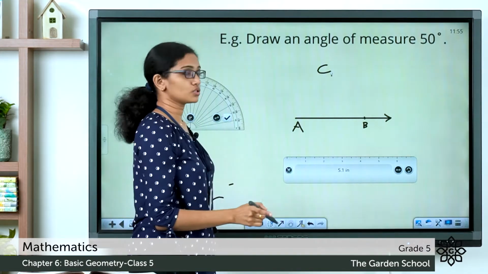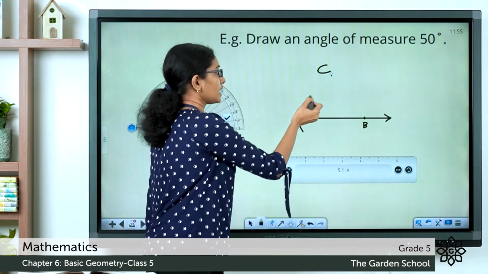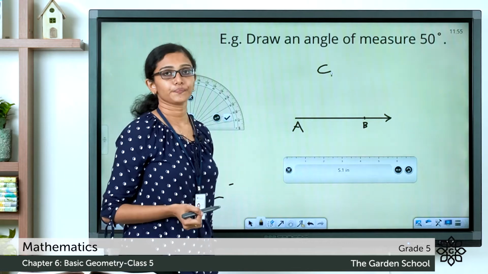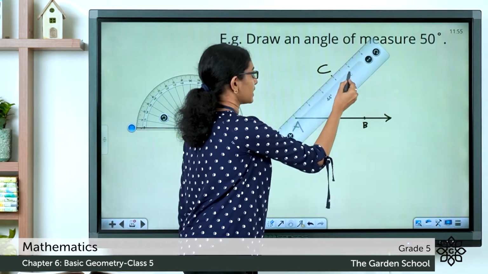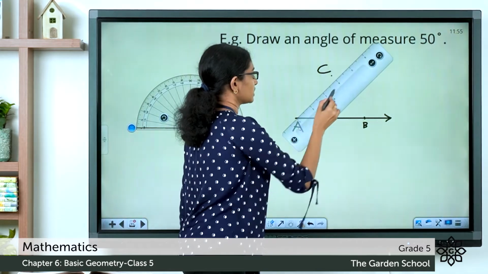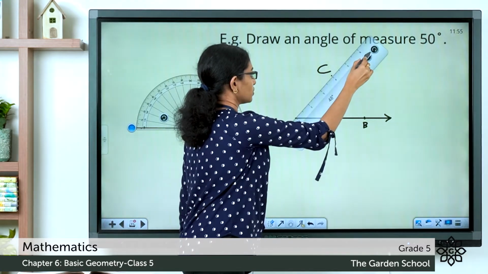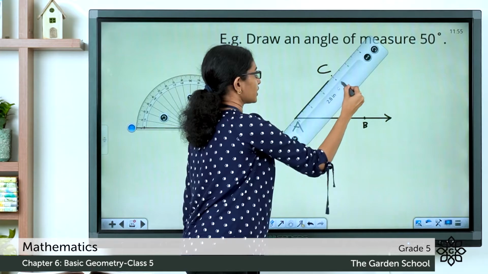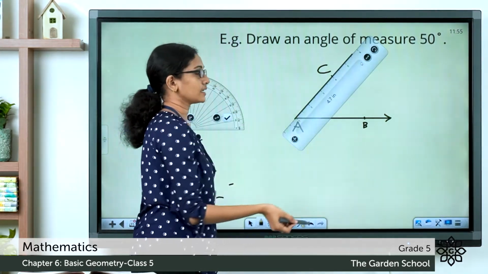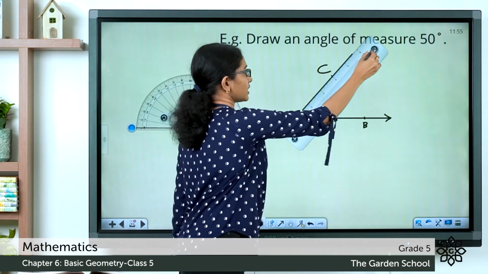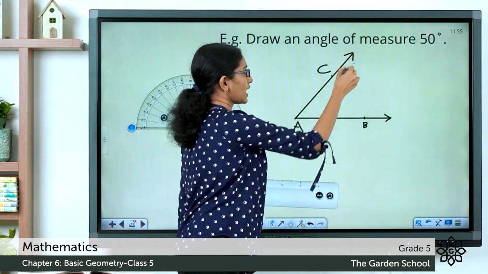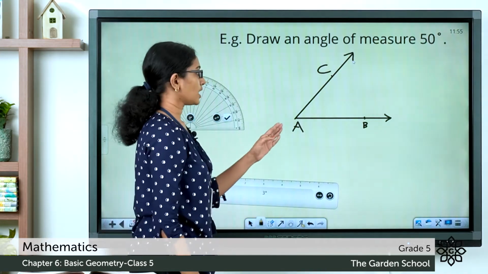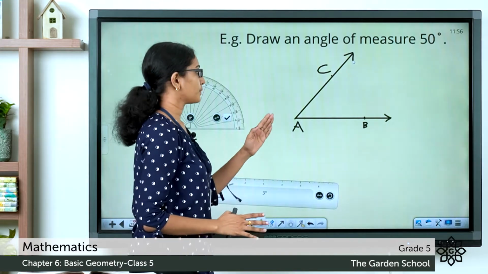Now the next step is to join this A and this C. So take your ruler again, place it properly, and you have to draw a line joining A and C. It should pass through C. Set aside the ruler and put an arrow mark here. So now we have drawn the arm AC.